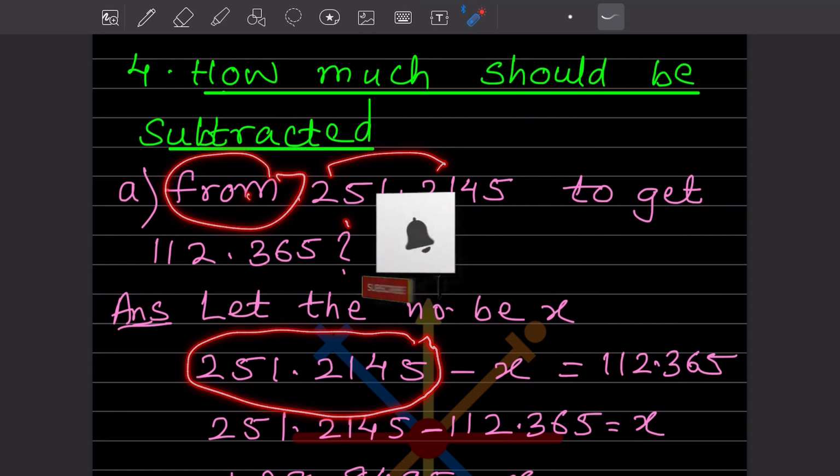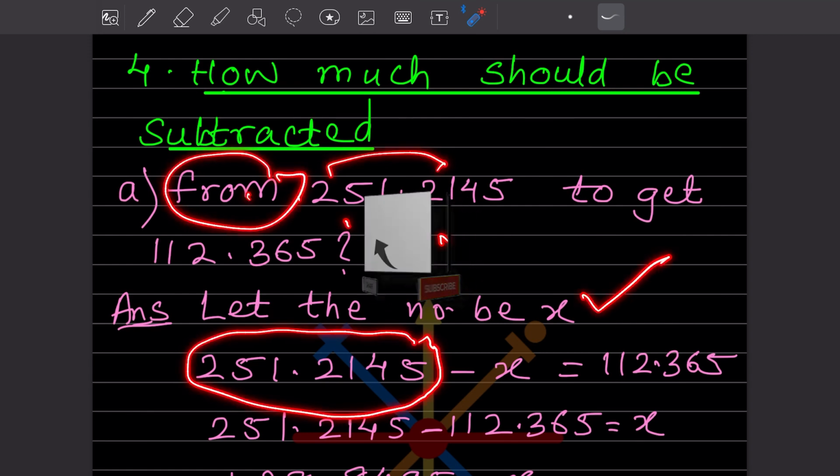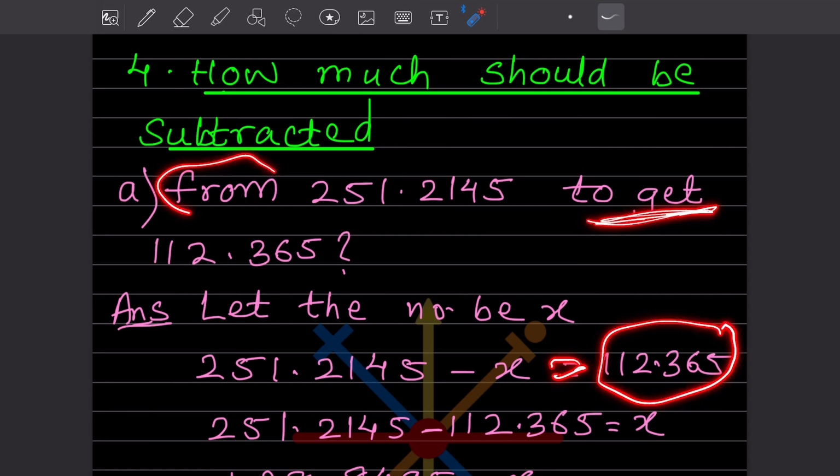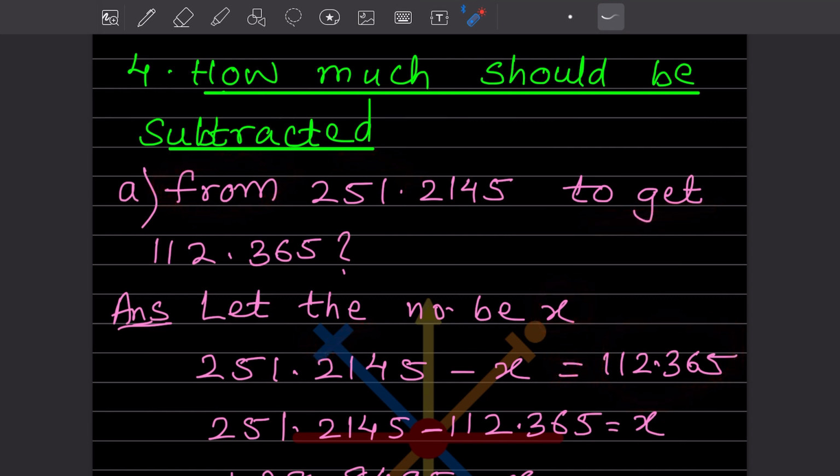251.2145, and subtracted which one? That this number is subtracted, minus x. And whenever you get this one, to get means the result should be this one. After to get, whatever is there, that will be after the equal to sign. So see here, after from, whatever the number is, that should be in the start, and we are subtracting this, minus x, we don't know what is that. And then now we will solve it.